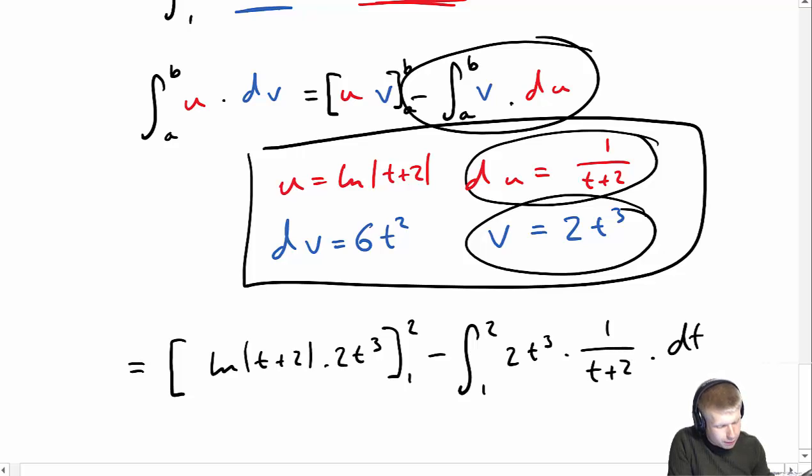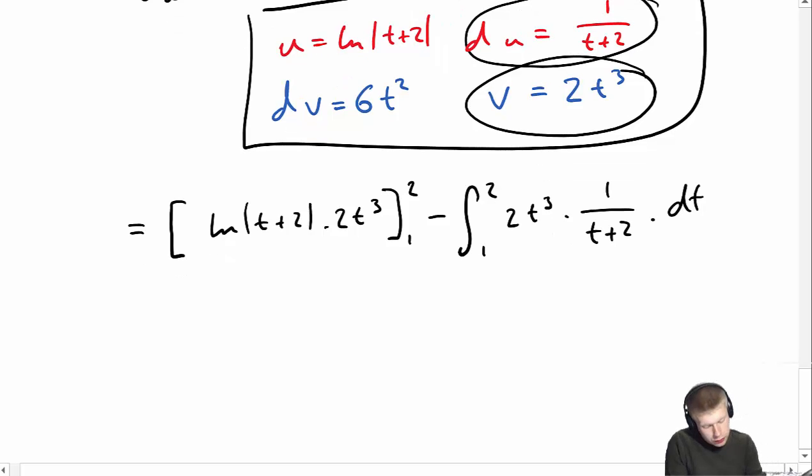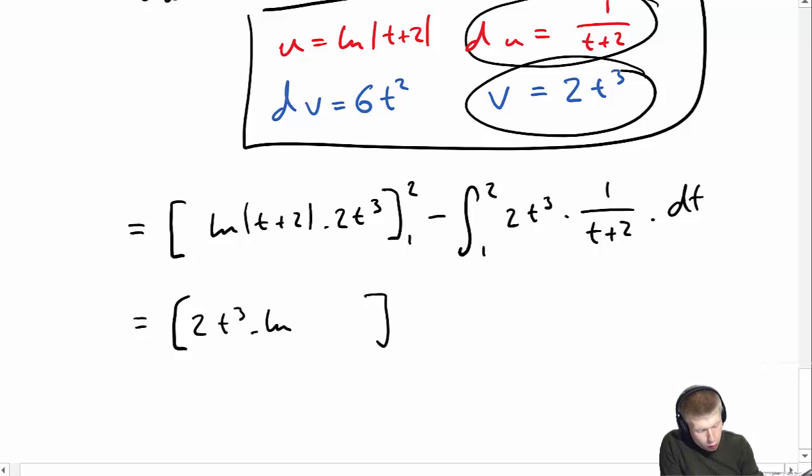Alarm bells should be ringing. Okay, so let's first of all just tidy this up just a tiny little bit. I'm going to write that as my first bracket here. I'm going to write that with the 2 out the front, so 2t cubed natural logarithm of t plus 2, and I could stick the limits in if I wanted to, but you know what, can't be asked.